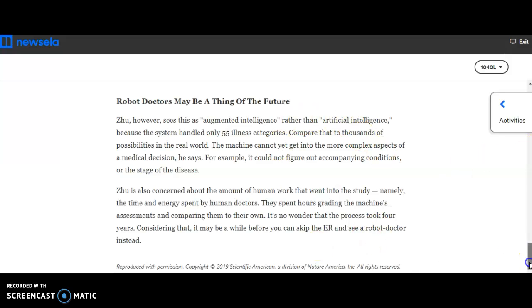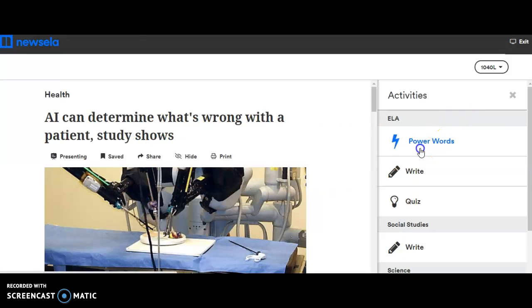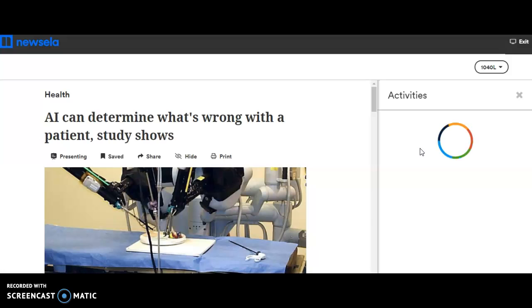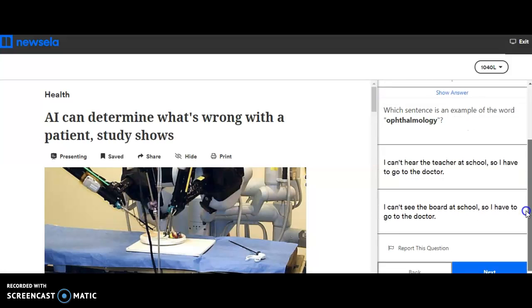Okay, so that's the end of the article. So now you're going to get into the activities. The first thing I want you to tackle is the power words. There are 10 questions, but you'll notice most of these only have 2 answers, so it's kind of an either-or situation. Which sentence is an example of the word ophthalmology?